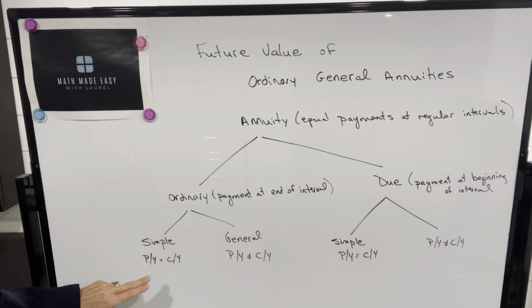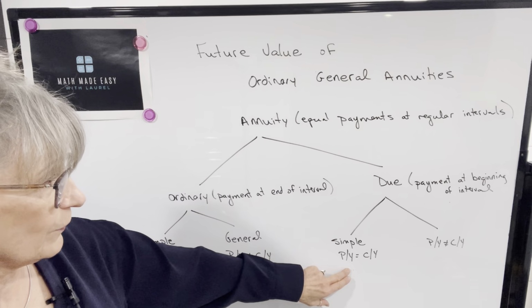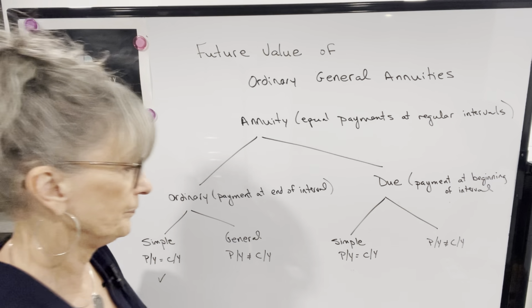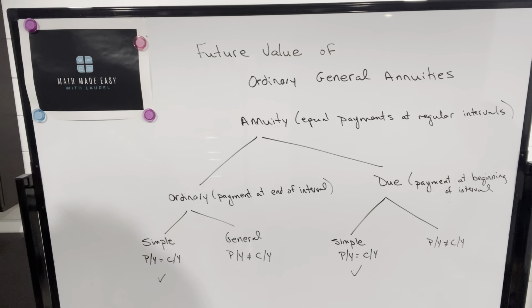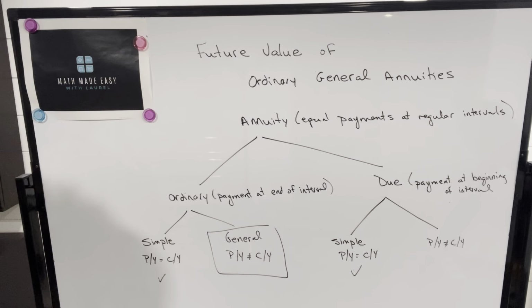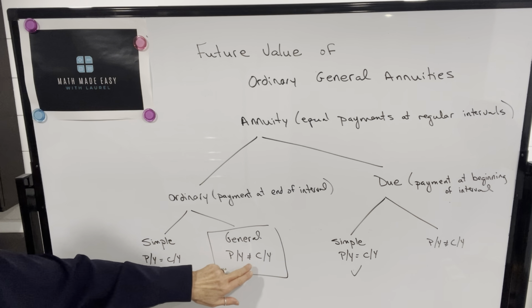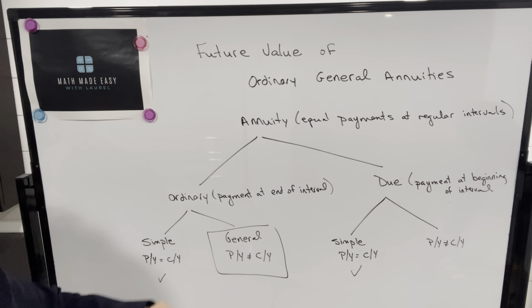I've already covered the formulas and calculations involved with ordinary simple annuities. I've also covered the formulas involved with simple annuities due. In this video, we're going to focus on ordinary general annuities. That means that the payments are at the end of the interval and the frequency of the payments and the compound periods is not equal.